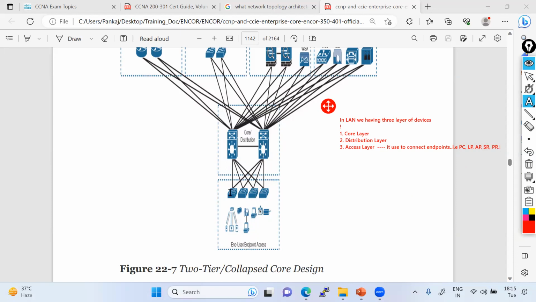So that is known as the access layer, right? But when we talk about the distribution layer, its responsibility is to provide the connectivity between the core and access layer, right? So it's acting as a man in the middle. See, this is the man in the middle. It is just providing the connectivity between the access layer and the core layer, right?